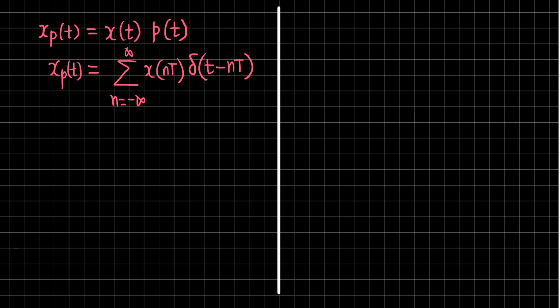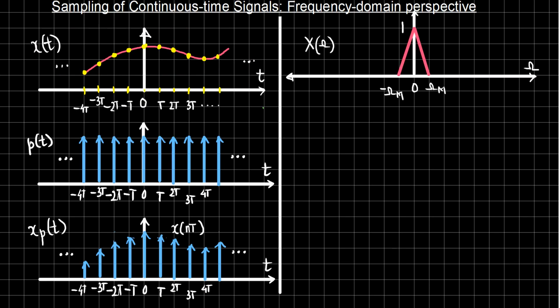Now it's very interesting to look into the frequency domain perspective of this xp of t, the sampled version of the signal. We've assumed a certain shape for the Fourier transform of the original signal. If the original signal x of t has a Fourier domain representation something like this, that is X of omega, then let's try to find the Fourier representation of this sampled version of the signal.